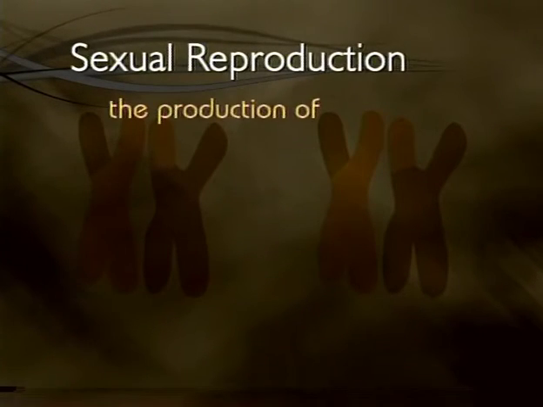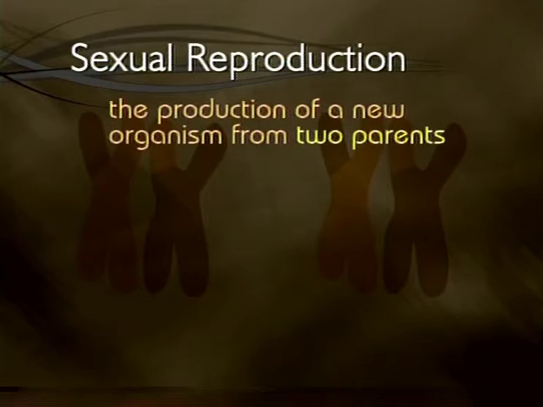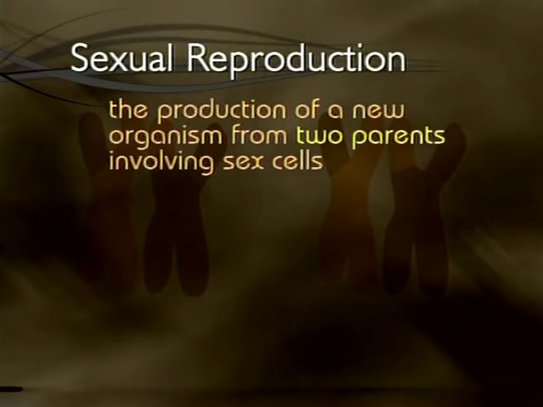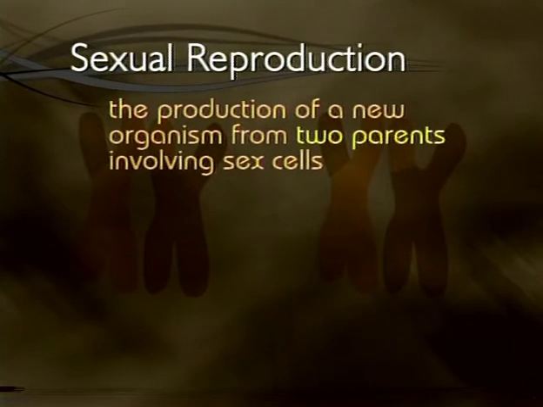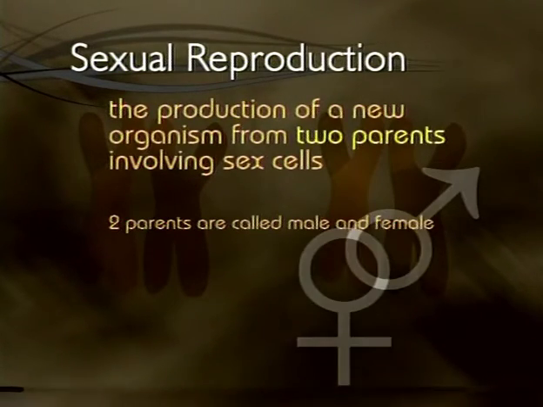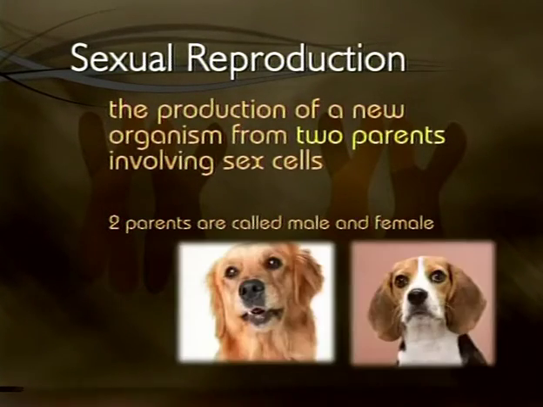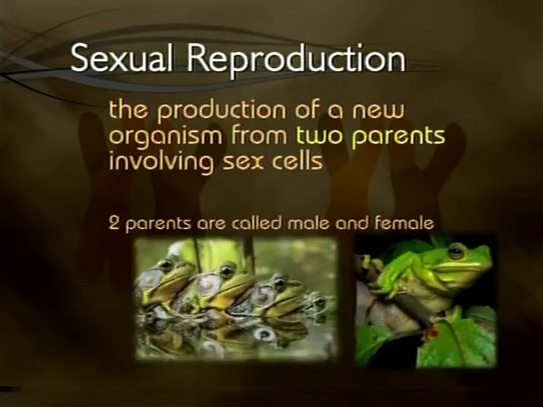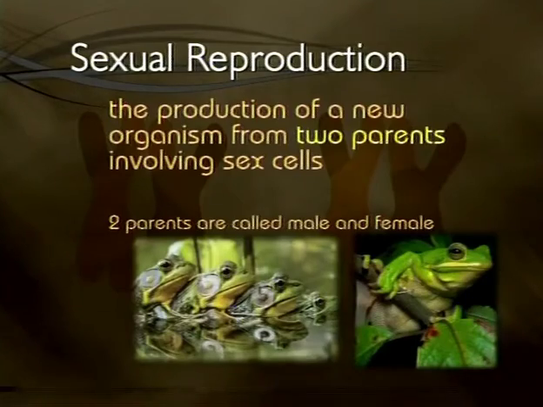The production of a new organism from two parents involving their sex cells is called sexual reproduction. The two parents are called male and female. Human beings, cats, dogs, fishes, frogs all reproduce by this method.